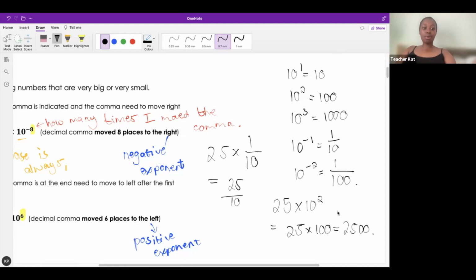Okay, so do you understand why the base always has to be 10? And then 25 divided by 10 will then give you 2,5, which means we move the comma to the left one time. All right, let's get going.